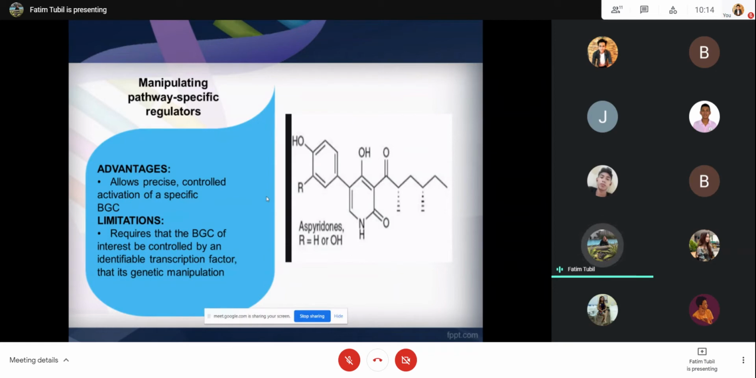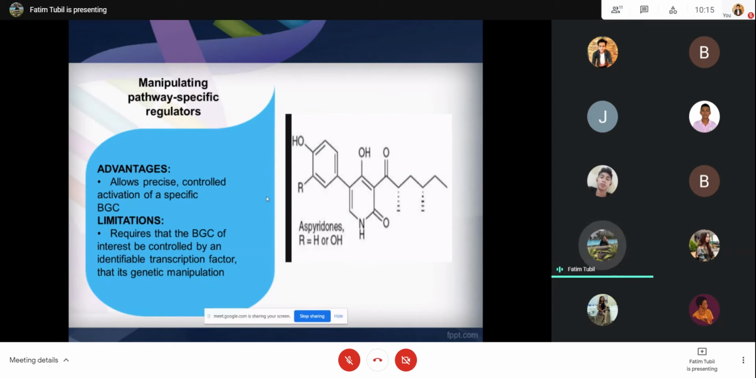So before I start with the pathway specific approach, methods used to activate silent biosynthetic gene clusters, I will discuss Box 1 and Box 2. In Box 1, it's about the two alternative methods to identify new compounds and to activate silent biosynthetic gene clusters. So the first one is about HTS.